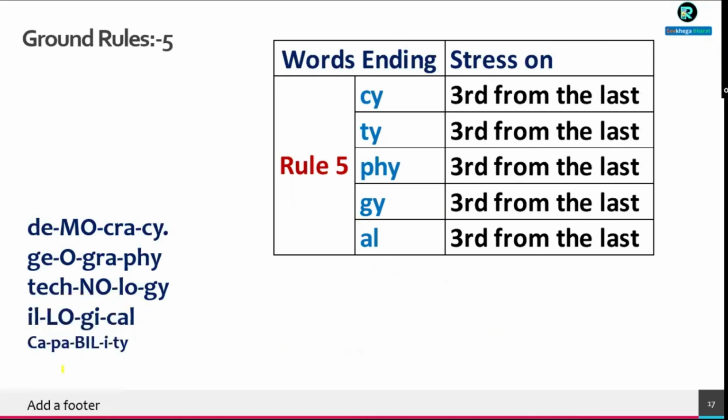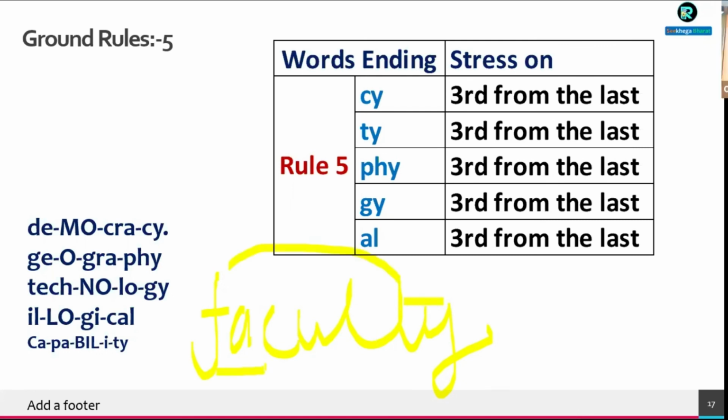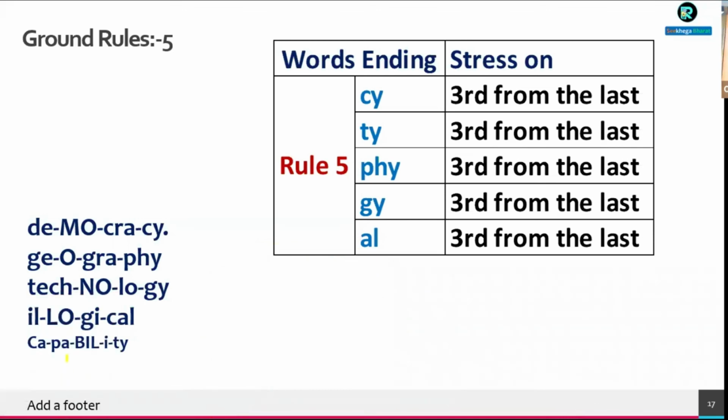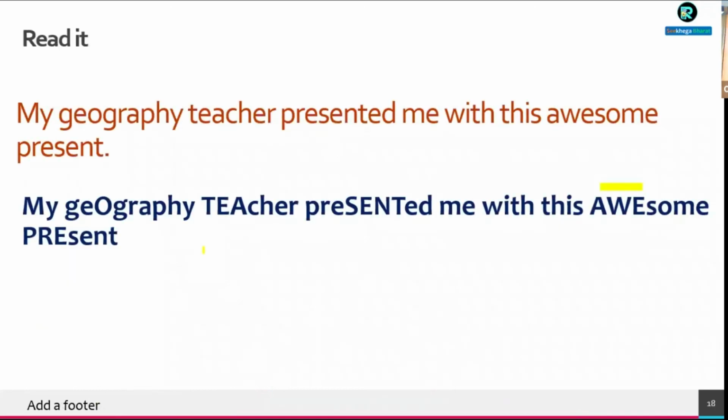What about faculty? The same thing is there. What is the spelling? F-A-C-U-L-T-Y. Faculty. We don't stress the last syllable. So the first syllable will get the stress. So just follow the rule. There may be some exceptions, yes, but generally this is the rule. We have to go to the third syllable, and that's how we go about it. Okay.